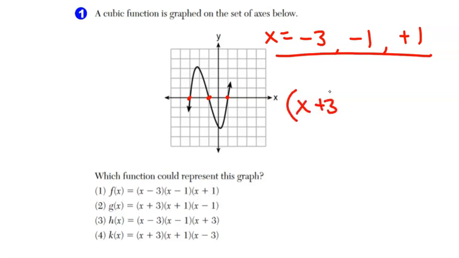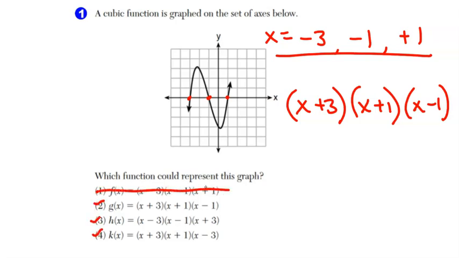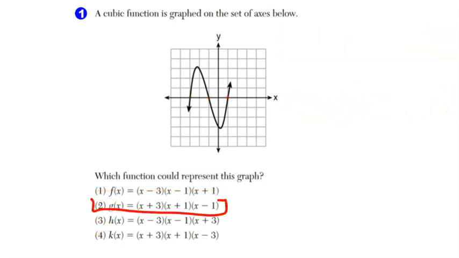So I would need a +3 factor, I would need a +1 factor, and I would need a -1 factor. And any combination, any order, you could commute these around, would be the solution. So I'm looking for a positive x plus 3, which we have here, and we have here, and we have here. So this one is out. I also need an x plus 1, which this one has, this one does not have, this one has. And I also need an x minus 1, which results in only option number 2 having the same zeros, roots, or x-intercepts.